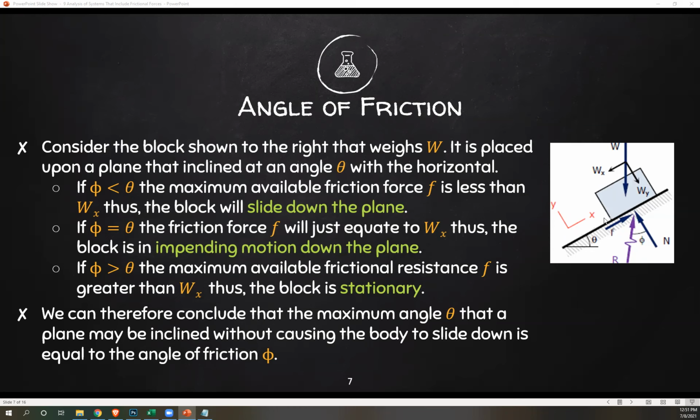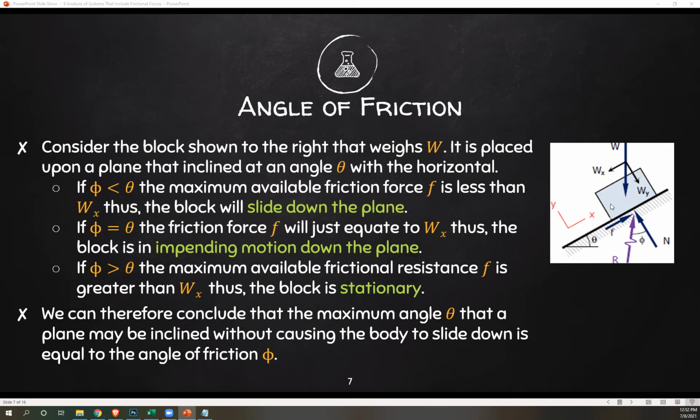And then if phi is greater than theta, the maximum available frictional resistance F is greater than W sub x, thus the block is stationary. So now, your friction is greater than your W sub x. Again, W sub x is the force that will make your block slide down. Since friction now is greater than that, it can oppose that motion. Since it's opposing that motion, it's stationary. In contrast, impending motion means the smallest amount of force will make it move. Here, stationary just means not moving anymore.